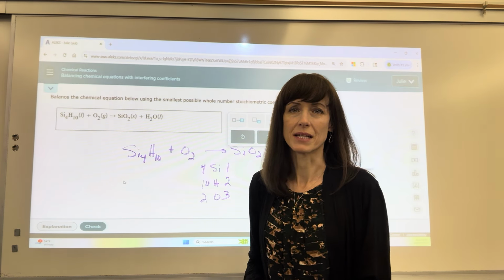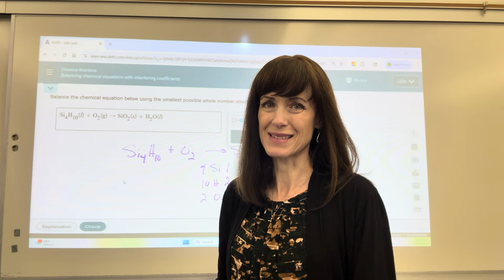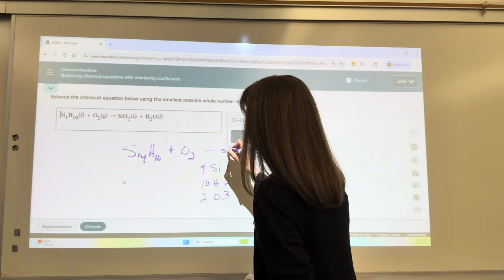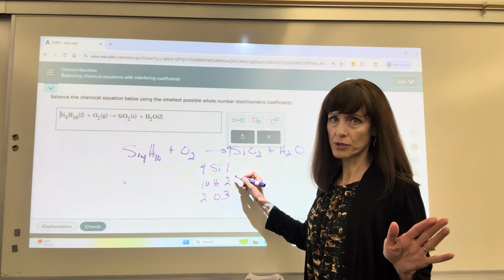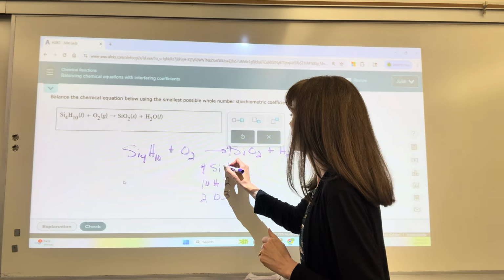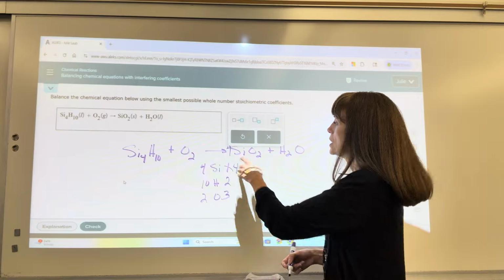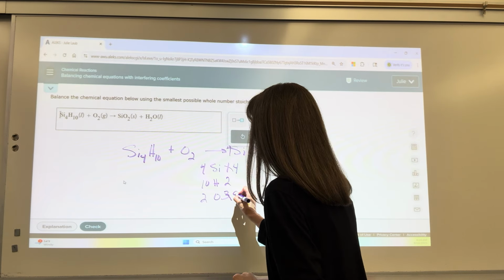Okay, then you start balancing. Always do hydrogen and oxygen last for balancing. Okay, so I have 4 silicon. I'm going to put a 4 here. Now, when I put that 4 here, don't take the time to erase. You just cross these off. That means I now have 4 silicon, which also changed my oxygen. 4 times 2 is 8, plus 1 is 9.